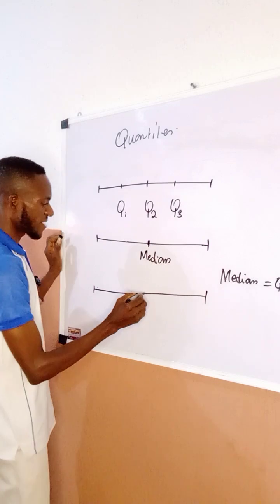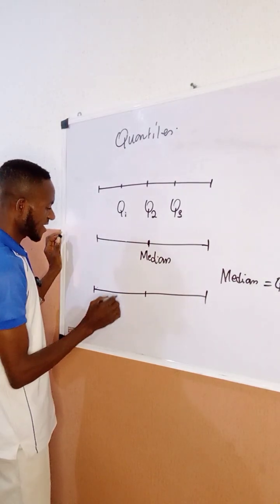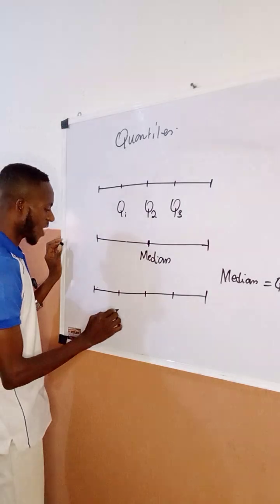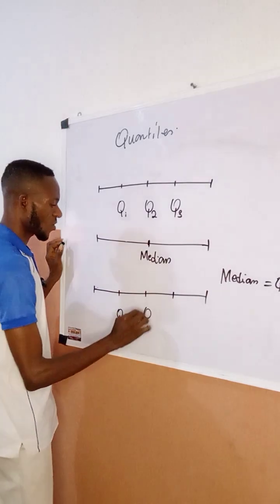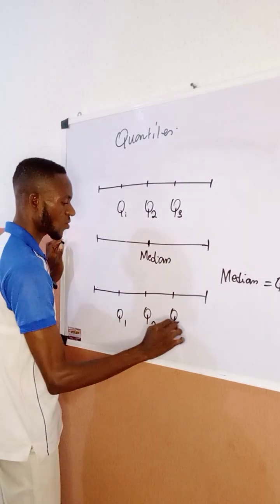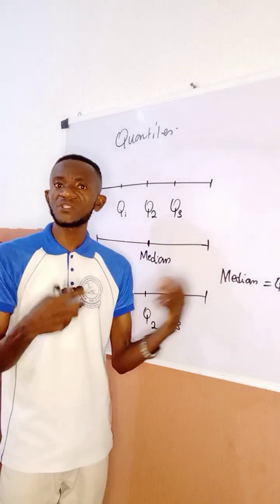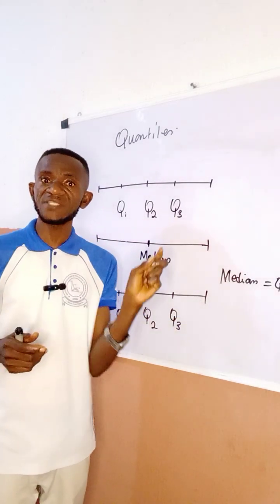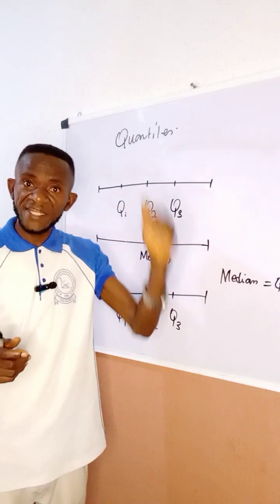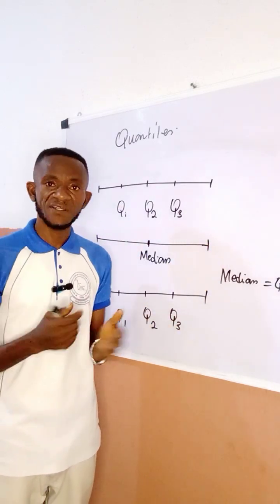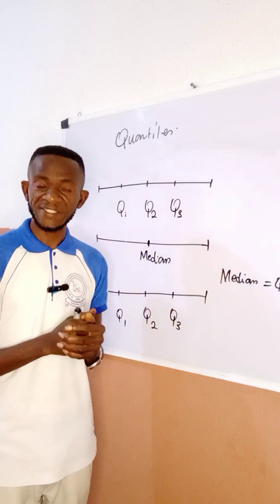Now, of course, you do remember that here is the center, here we have a line, and here we have a line. That's the reason why we call here Q1, here Q2, and here Q3. And do remember that when we talk about percentile, we are talking about a measure that divides a data set into 100 equal parts. That is what we call a percentile.